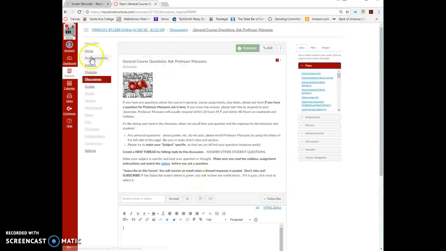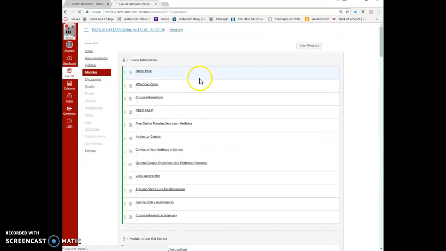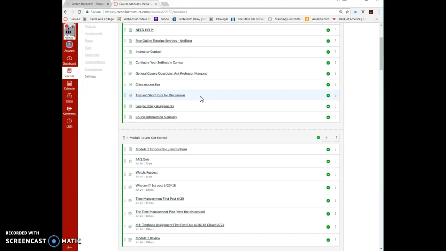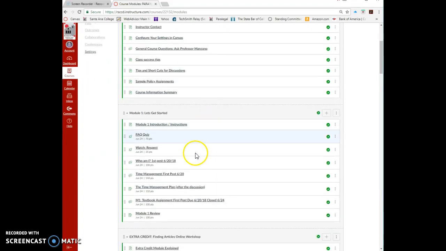Now what I want you to do is to go through the modules and look at everything that you need to do. The first item that you should do is to look at the textbook assignment, because the textbook is not located in the college bookstore. You have to find it yourself and get it by the first Saturday of the class. So click on the textbook assignment.